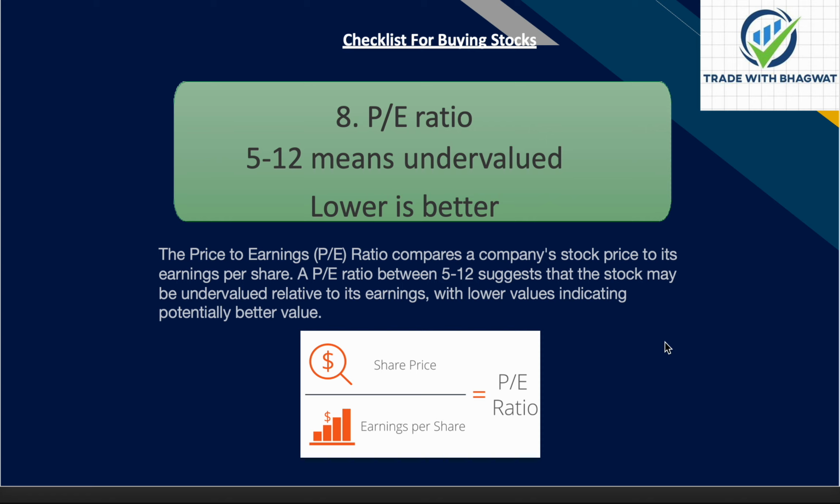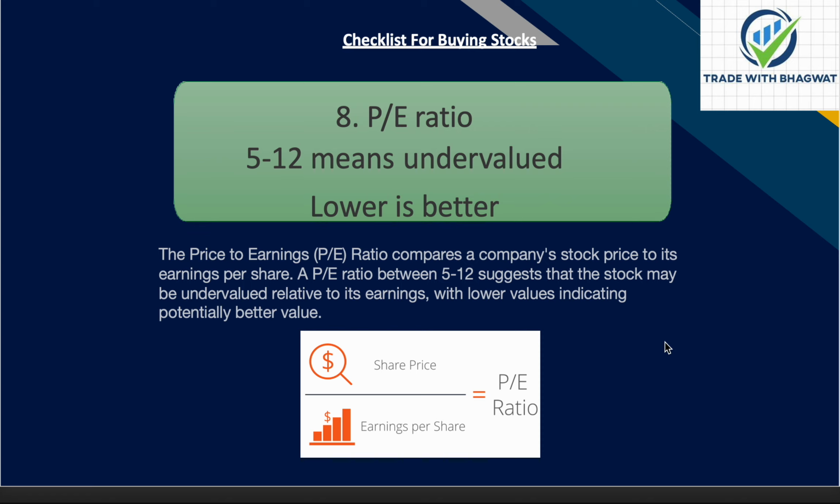The answer depends on the industry, and that depends on what your comparable companies are and what you are using it for. Obviously lower is better, but sometimes lower can mean bankrupt-type firms as well, isn't it? So let me tell you, the price to earnings ratio compares a company's stock price to its earnings per share. Meaning whatever your share price is, and how much you are earning per share.